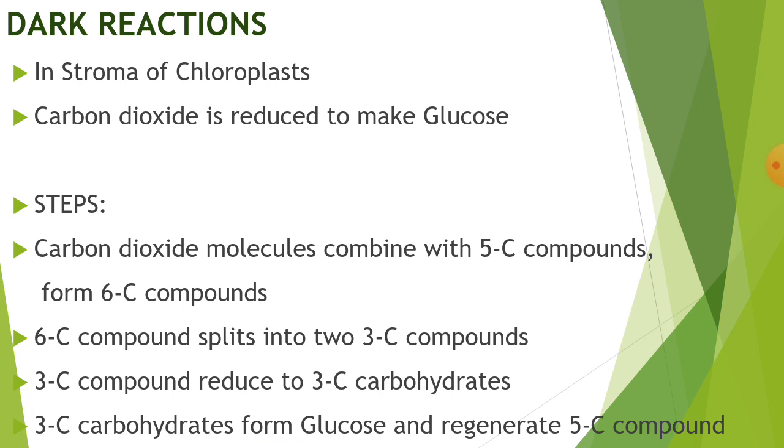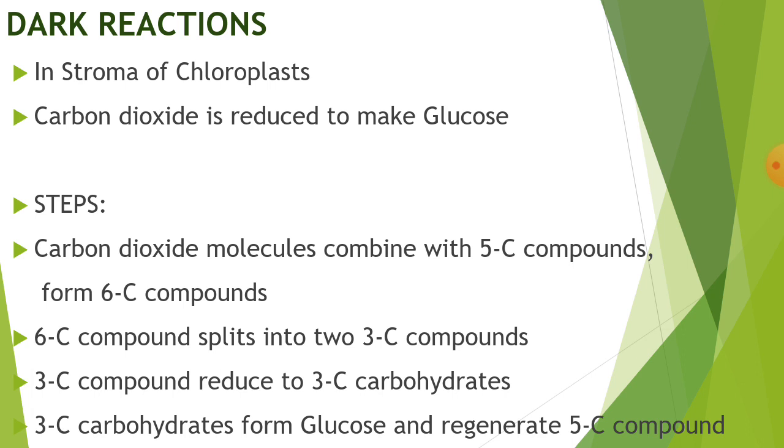The dark reactions occur in the stroma of the chloroplasts. Stroma is called the kitchen of the cell. So in this kitchen, the stroma of the chloroplast, the dark reactions take place. The dark reactions are called dark reactions because they do not need light. They can take place in the absence of light as well as in the presence of light. In these dark reactions, carbon dioxide is reduced to form glucose.